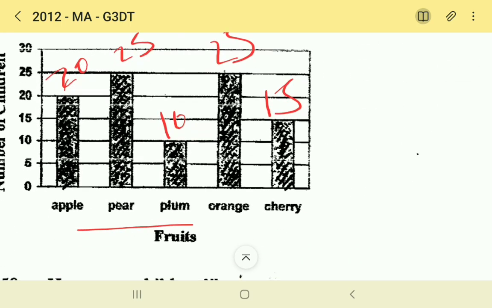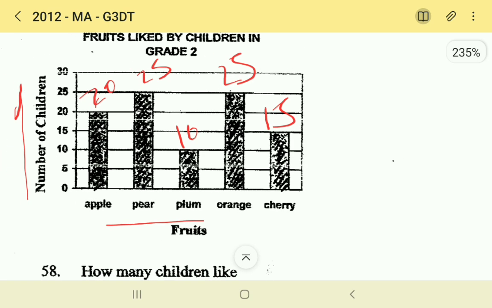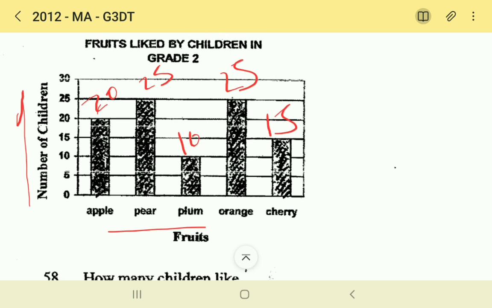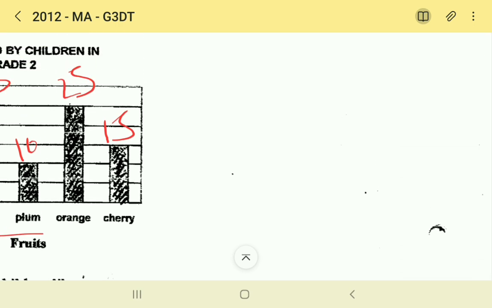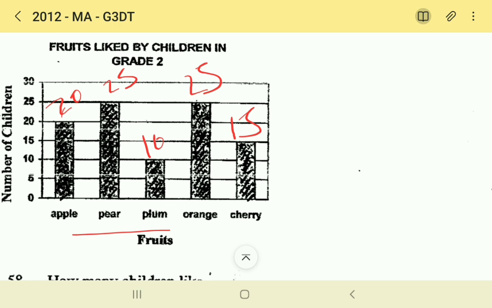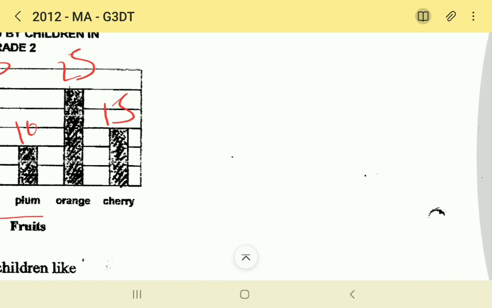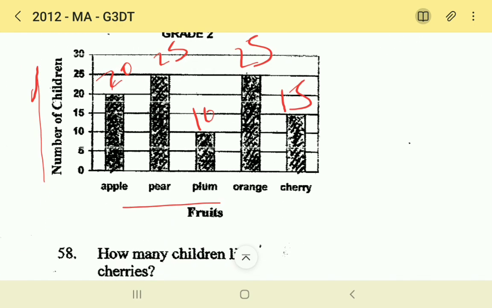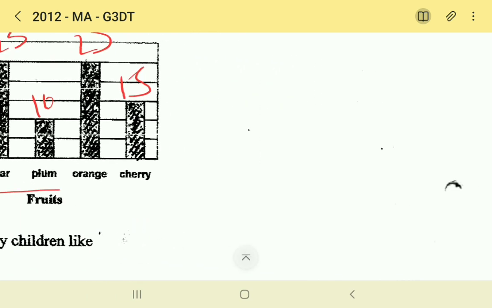Cherry is 15, so it can't be cherry. Trying to finish too fast. Can't be B. Can't be A. Most don't like cherry. Cherry is 15. You have higher numbers. You have 20 and 25. So let's look at C, which says the least number of children liked plum, which is true. Only 10 of them like plum.